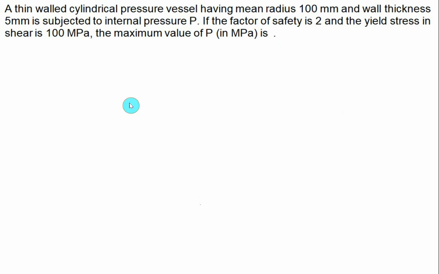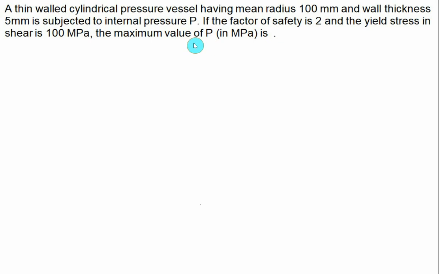A thin wall cylindrical pressure vessel. So we have given here a cylindrical pressure vessel having a mean radius equal to 100, so diameter will be equal to 200 mm. Wall thickness is 5 mm, subjected to internal pressure P. The factor of safety you have to use is equal to 2, and the yield stress in shear, SYS, is 100 megapascal. The maximum value of P in megapascal we have to find out.